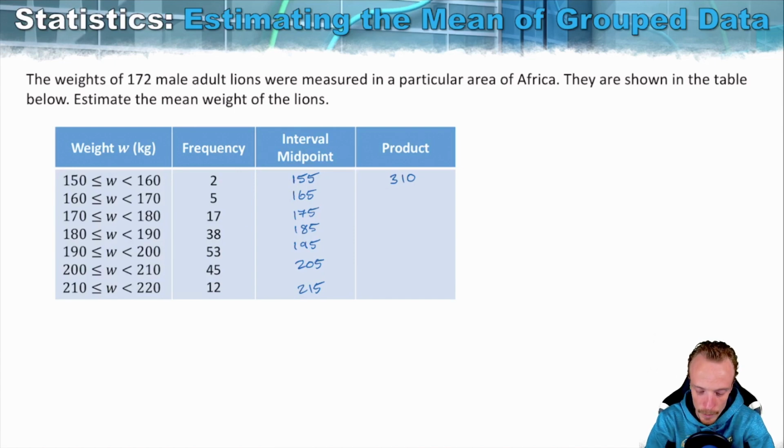So we say, well, we've got 5 lions that we've assumed to be 165 kilograms each. So we just go 5 by 165, and that gives us 825 kilograms as the product. That's just 5 times 165. And we go ahead now and do that with each one of these. So it'll be 17 by 175.